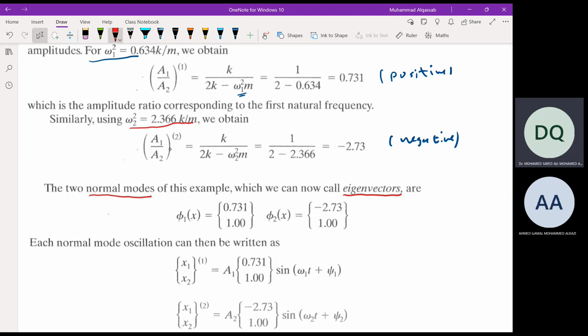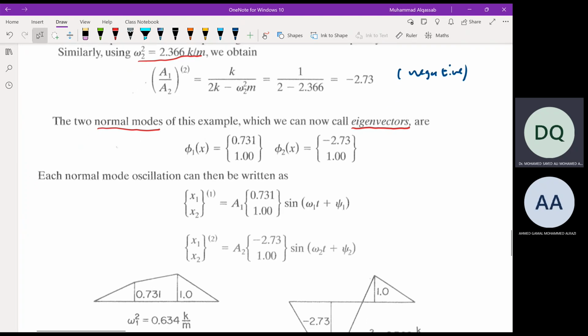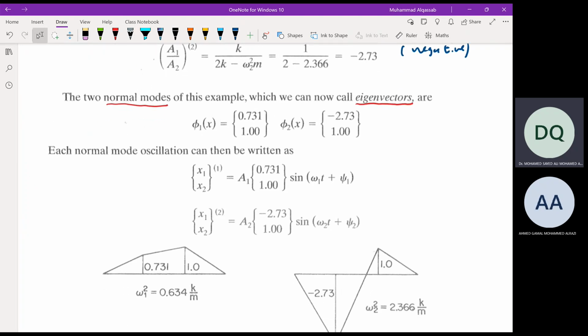Okay, so phi 1 is 0.731 and 1. The second eigenvector is minus 2.731 and 1. So you can see that always we are putting A2 equal to 1. This is one way of normalization. Other methods will be dividing by the maximum, sometimes. Okay, so this is what is followed by this textbook.